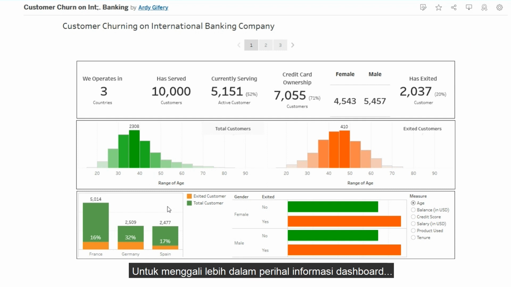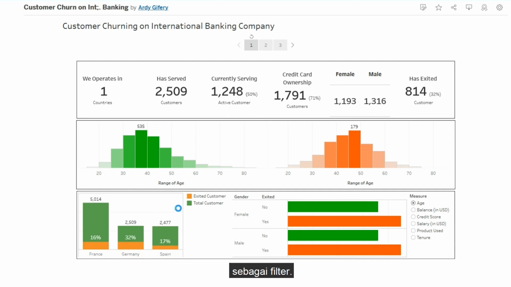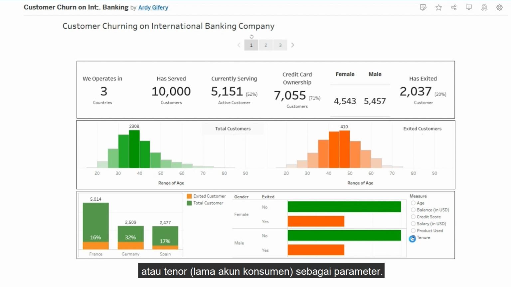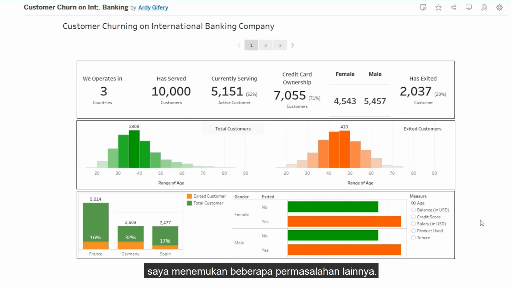To delve deeper into the information, we can utilize the available filters and parameters on this dashboard. You can click on the country, age of exited customer range, and gender as filters. Additionally, you can click on age, balance, credit score, salary, product use, or tenure as parameter. After analyzing this filter and parameter, I have discovered several other issues. Due to the number of possible combinations of filters and parameters, I will present you only the problem I have encountered. However, we can explore further using the provided dashboard.